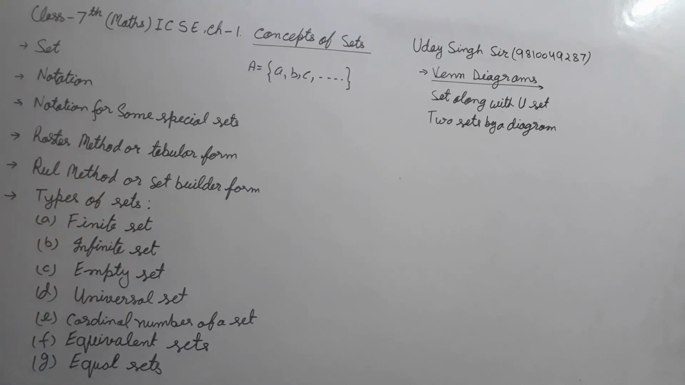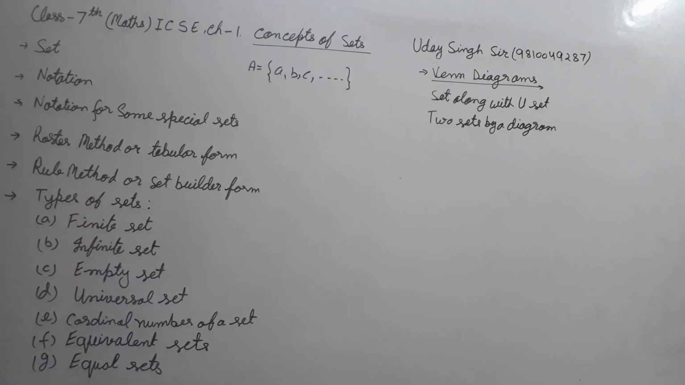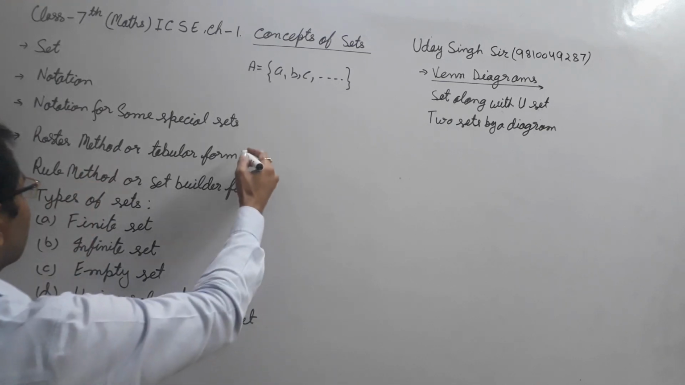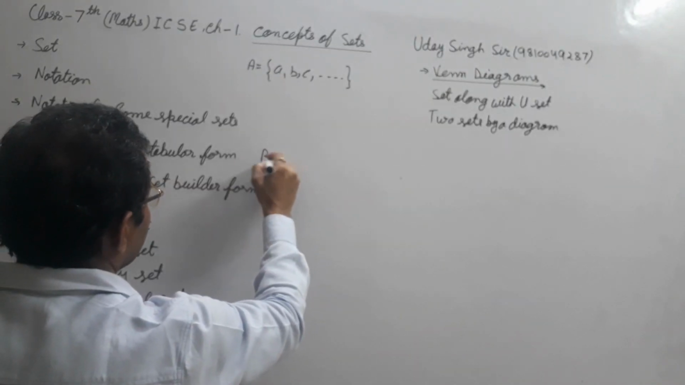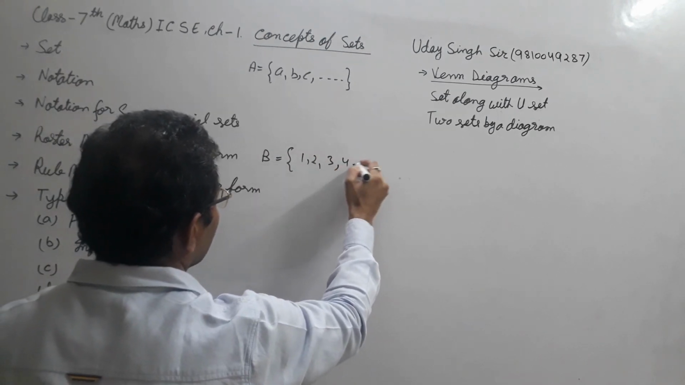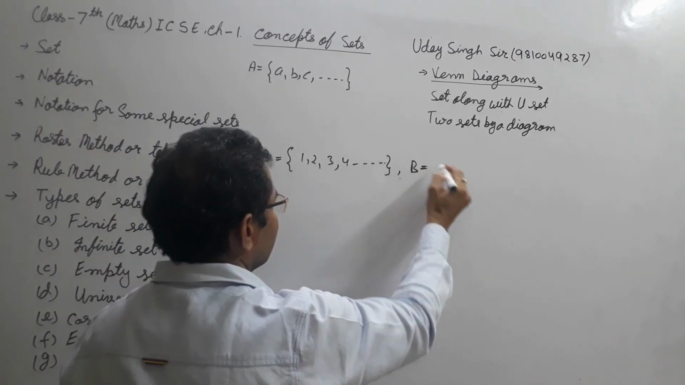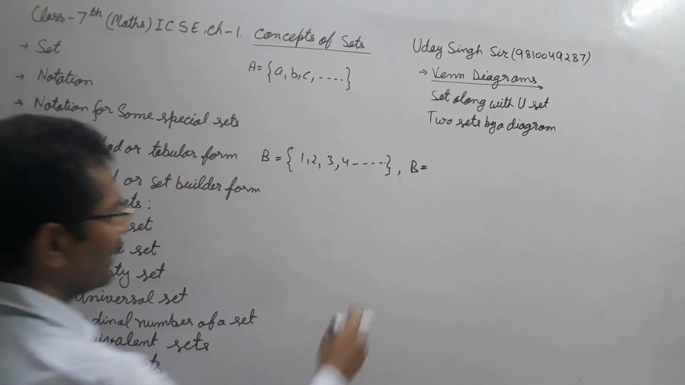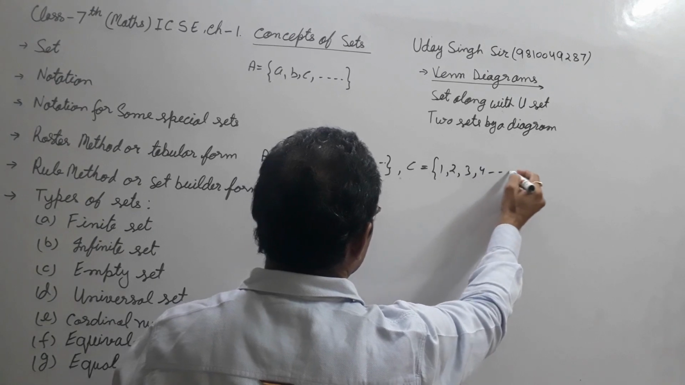Next, we can write types of sets in two forms: the roster method or tabular form, and second, the rule method or set builder form. As we can write in roster or tabular form, set B has 1, 2, 3, 4 and so on, and our other set C has a, b, c, d and so on.